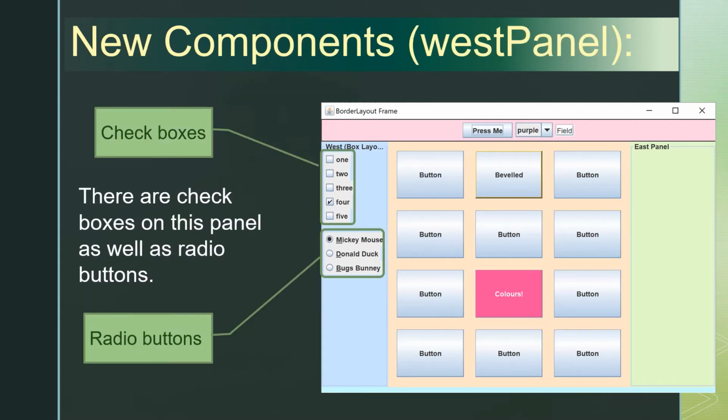Okay, so the checkboxes are different from radio buttons. Radio buttons, if I select a different selection here, the one that's already selected goes away. But with checkboxes, I can check several or all of them or none of them.